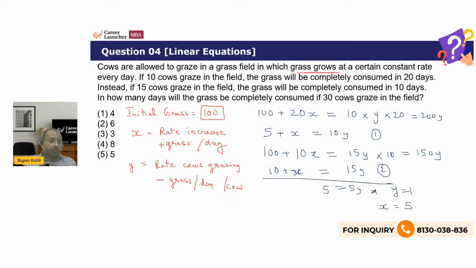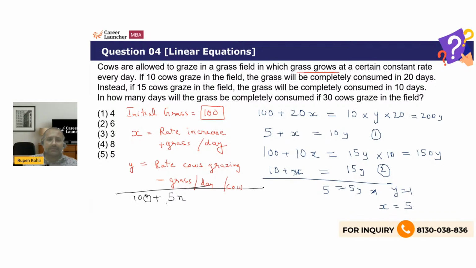Okay. Now, the question is asking, if there were 30 cows, how many days they will need, right? So now we have to come to the third scenario and we have to create the equation for that, isn't it? So 100 plus, if the grass is consumed in n days, so 100 plus x, equal to 5 is being produced per day. So 5 into n will be produced. Now, what is the variable n? n is the number of days, right? In how many days? So x, which is 5, has come across as the rate of increase.